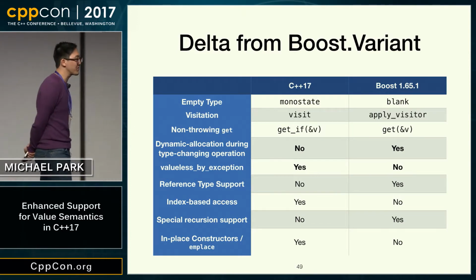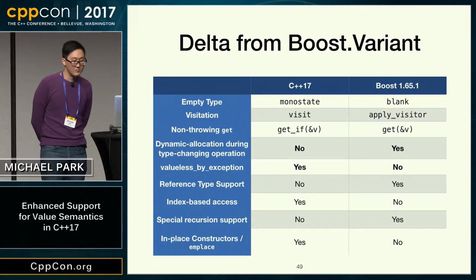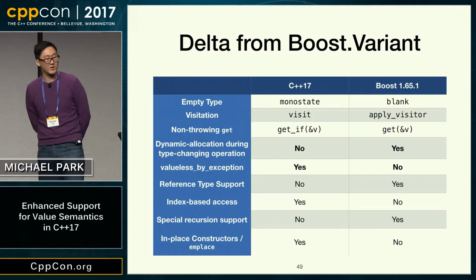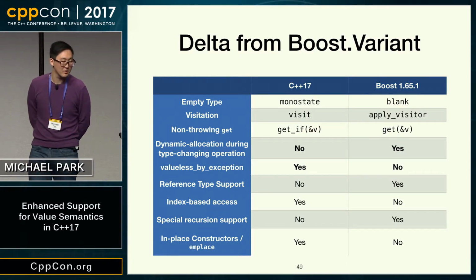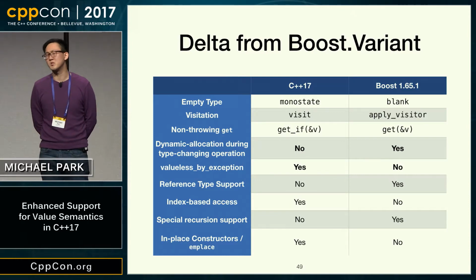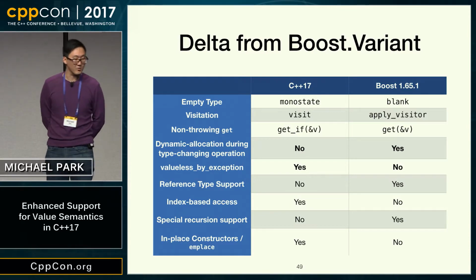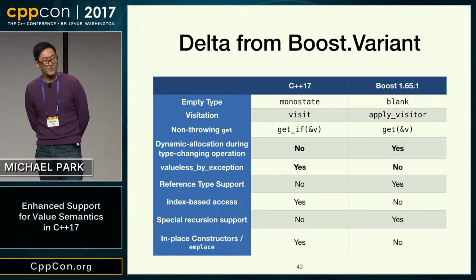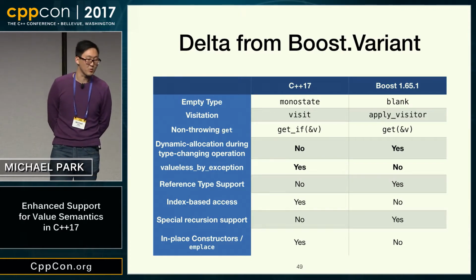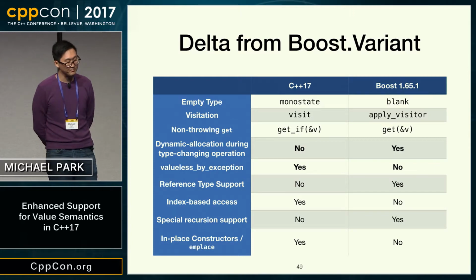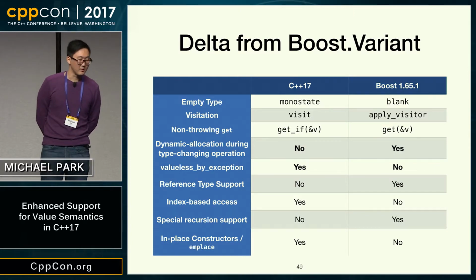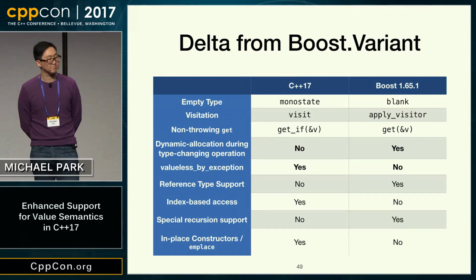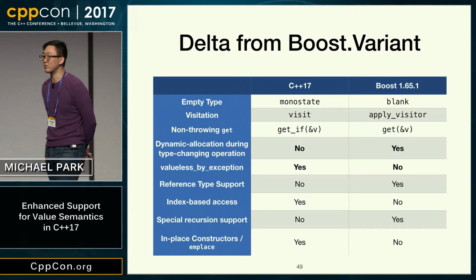Here's the delta from boost variant. The important parts here that I bolded are dynamic allocation during type changing operation and valueless by exception, which are essentially tied together, but I thought it'd be worth pointing out. Reference type support is not in the standard version, whereas boost supports reference types and some other ones. I don't think the other ones are all that important, actually.